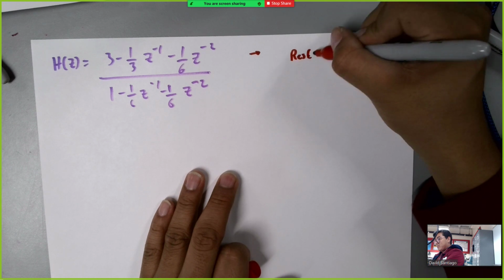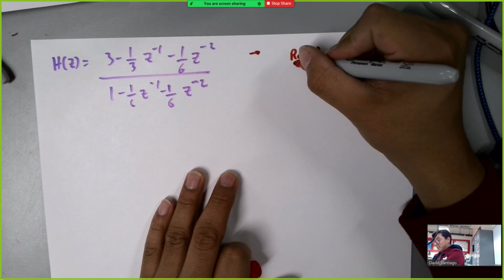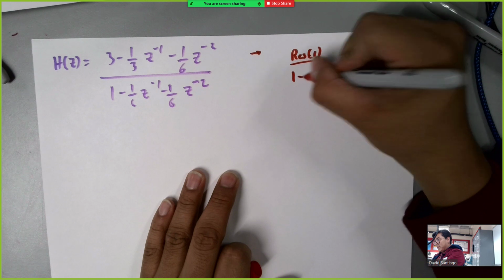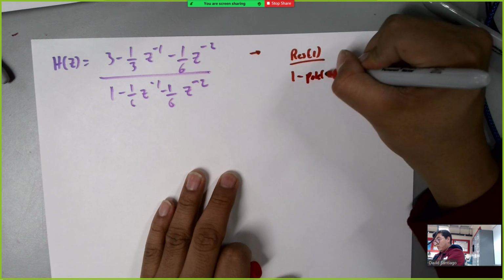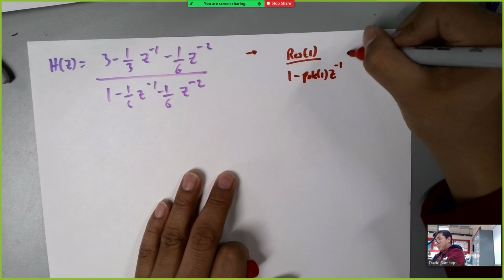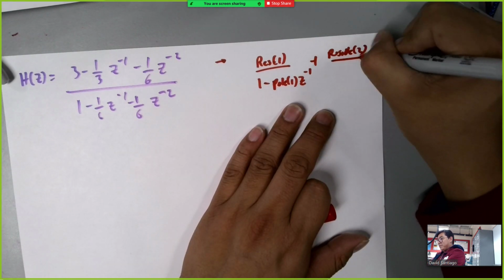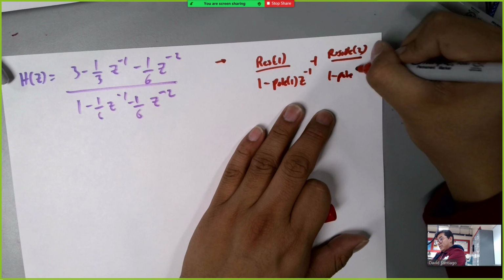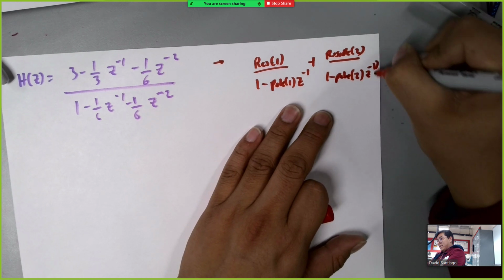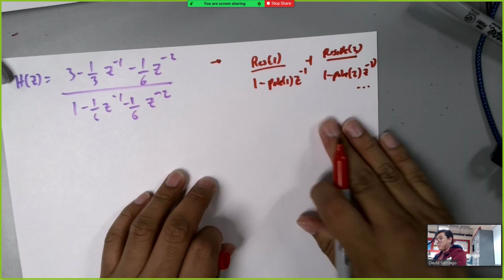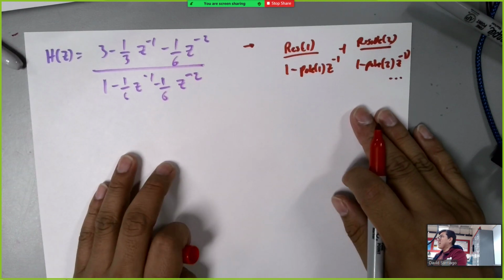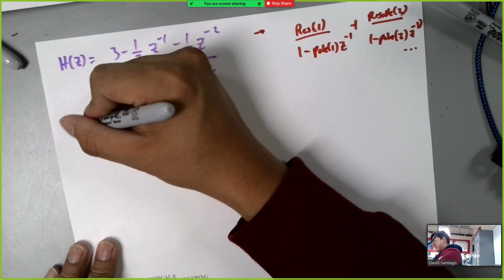residue 1 divided by 1 minus pole 1 z to the minus 1, plus residue 2 over 1 minus pole 2 z to the minus 1, etc., right? That's what we want. So what do we have to do? Partial fraction expansion.